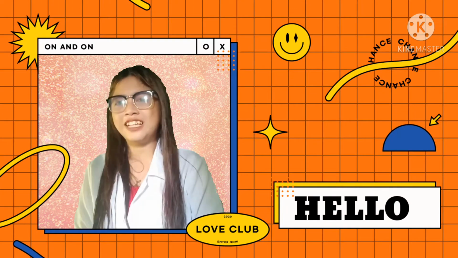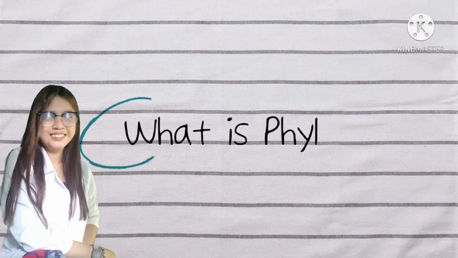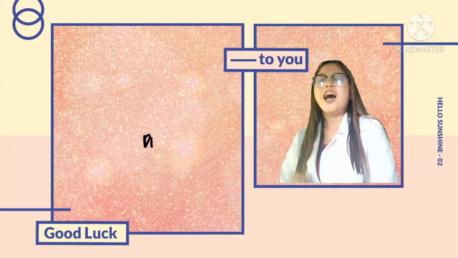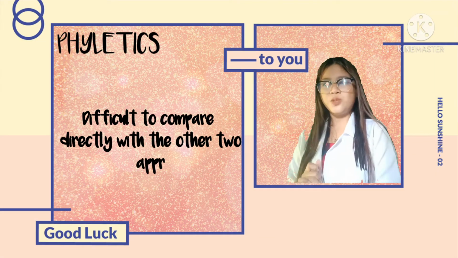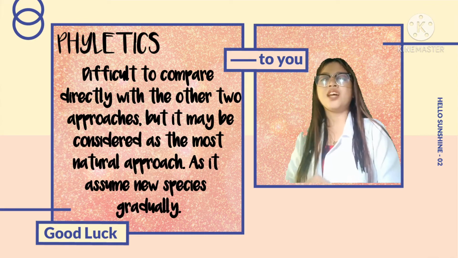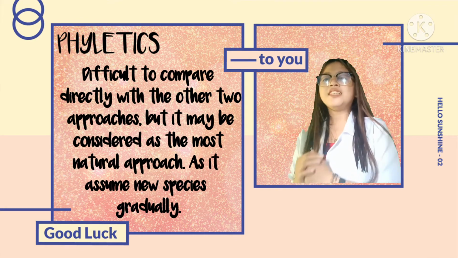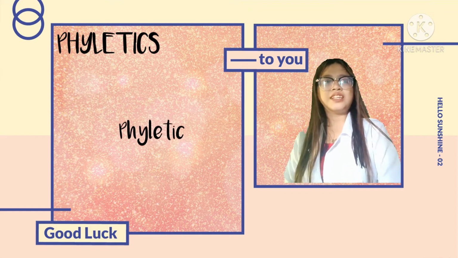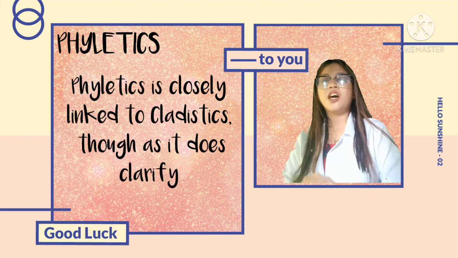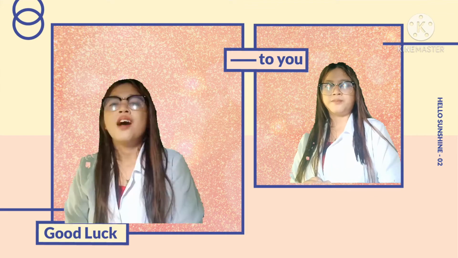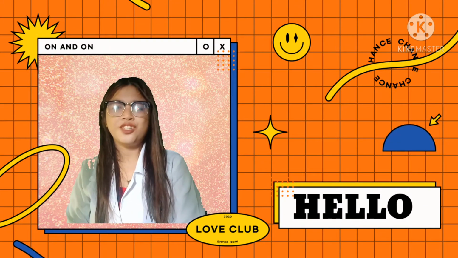What is phyletics? It is difficult to compare directly with the other two approaches, but it may be considered the most natural approach, as it assumes new species arise gradually. Phyletics is closely linked to classification, as it does clarify ancestors and descendants. Now let's proceed to the history of plant systematics.